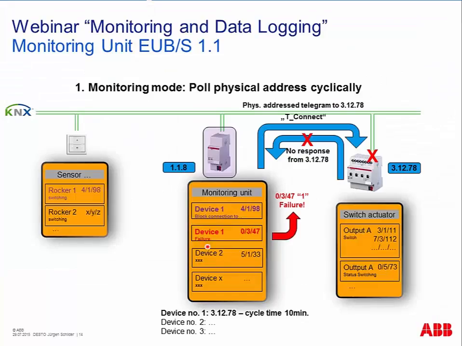If there is a failure, the same picture as shown before. T-Connect will be sent to this device, but no response is possible because the component is not working anymore, is disconnected from the bus cable, so it's not able to communicate anymore. No T-Disconnect will be sent back, and of course then for the EUBS the situation is that the device is not working properly anymore, and the communication group object with this group address will be sent with value 1, indicating this device has a problem, has a failure.